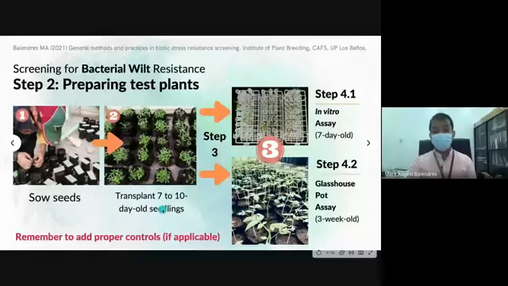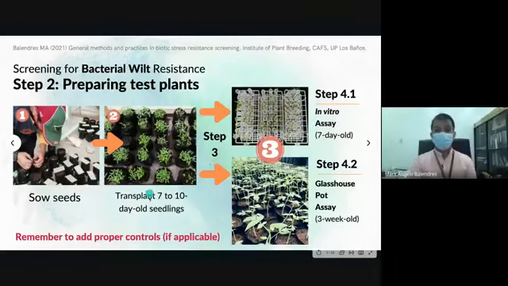If you're doing an in vitro test, which I will discuss later on in step 4.1, you need 7-day-old seedlings for your test. But if you're doing a glasshouse spot assay, you need 3-week-old material, so you need 2 more weeks after you transplant. But for this in vitro assay, you just need 7-day-old seedlings.